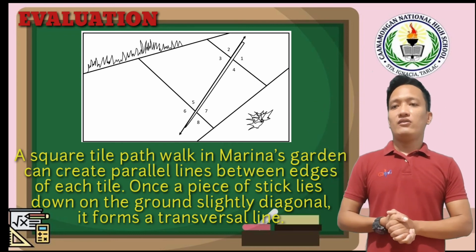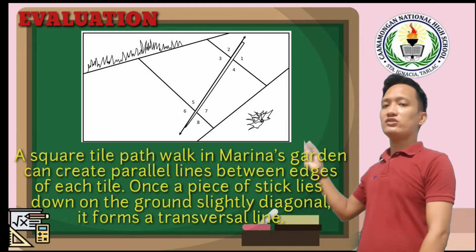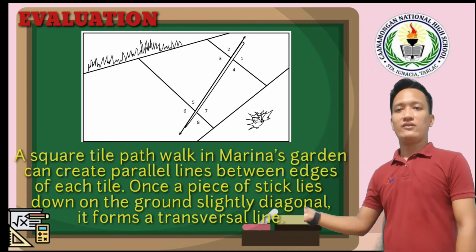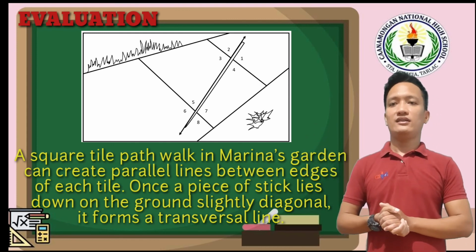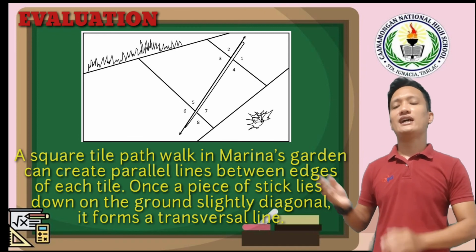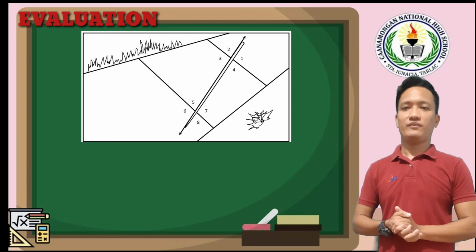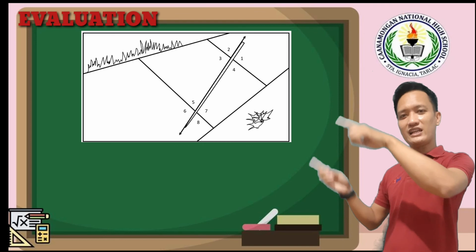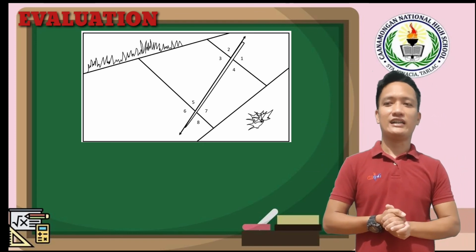And then, once a piece of stick lies down on the ground, slightly diagonal, it forms a transversal line. So, nakikita ninyo sa mga tiles na yan, merong nakalagay na stick daw doon sa gitna ng tiles. And then, syempre, anong gagawin? So, tignan natin yung figure na nandito and then answer the following questions. Meron tayong two parallel lines plus a transversal. So, ma-apply na natin yung napag-aralan natin kanina.